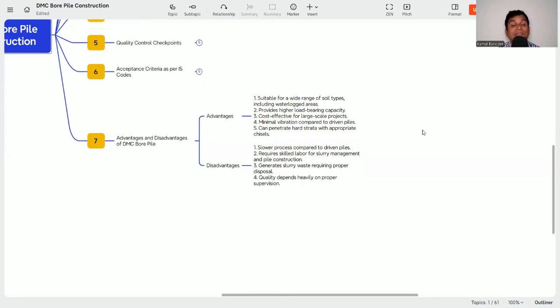Then what are the disadvantages? Yes, there are some. It is a slower process compared to driven piles. It requires skilled labor for slurry management and pile construction. It generates slurry waste requiring proper disposal. And quality depends heavily on proper supervision. But if you can manage all these disadvantages, it can be widely used. It is used everywhere.